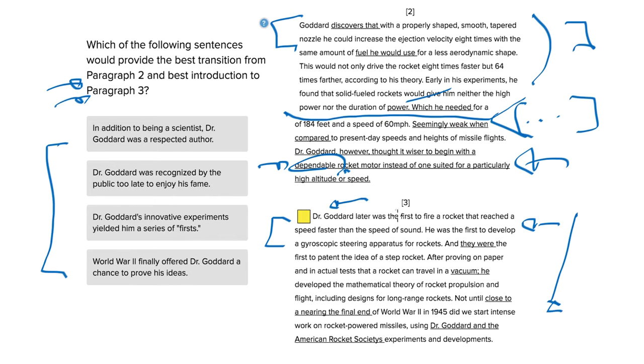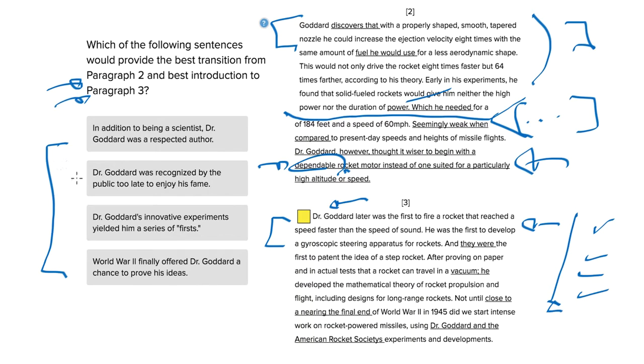Then we go over to this third paragraph here, and we begin with some evidence to whatever topic sentence we select. Dr. Goddard later was the first to fire a rocket that reached a speed faster than the speed of sound. Okay, so more things he discovered. He was the first to develop a gyroscopic steering apparatus. More things he discovered. He was the first to patent the idea of a step rocket, proving on paper and actually says that a rocket can travel in a vacuum. So he proved tons of things, discovered tons of things.